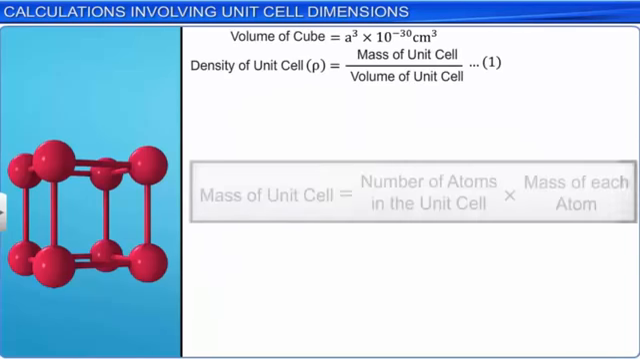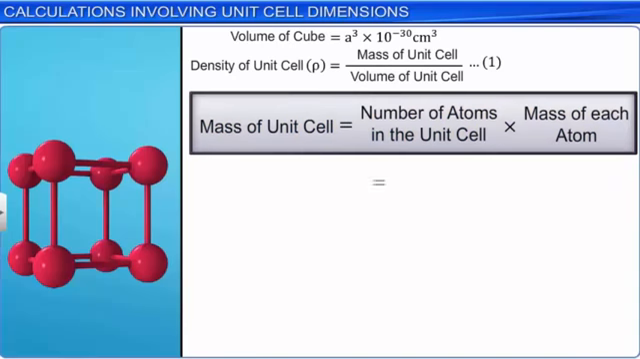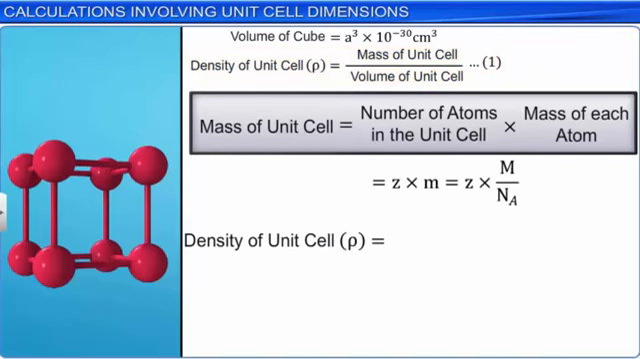Mass of a unit cell is equal to number of atoms in the unit cell into mass of each atom. That is, Z into M, where M is equal to atomic mass by Avogadro's number. Substituting the values in equation 1, we get ρ is equal to Z into M divided by A cube into 10 to the power minus 30 into Avogadro's number grams per centimeter cube.